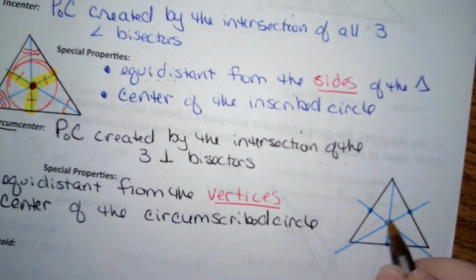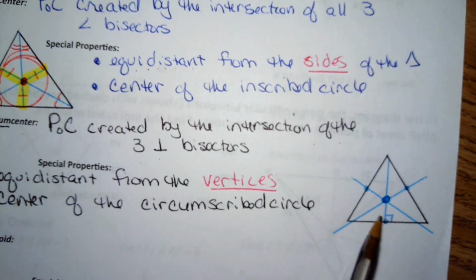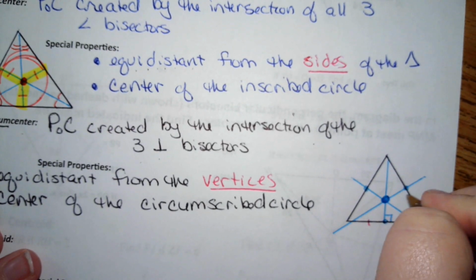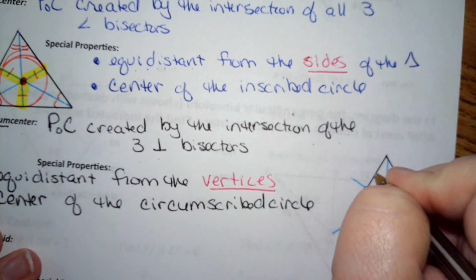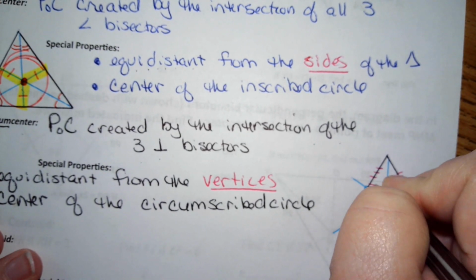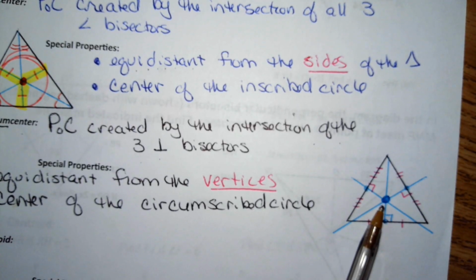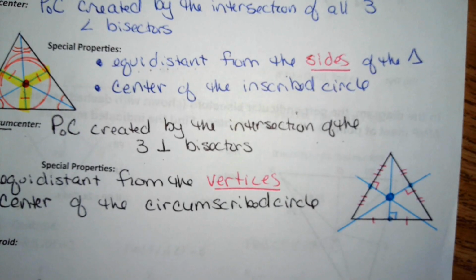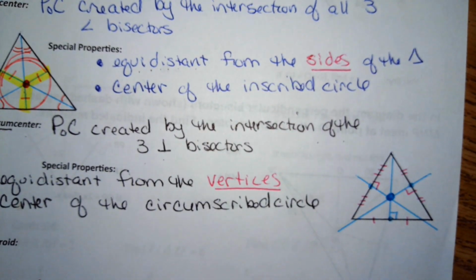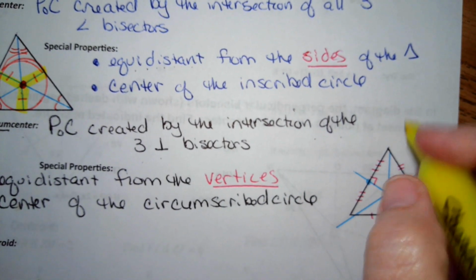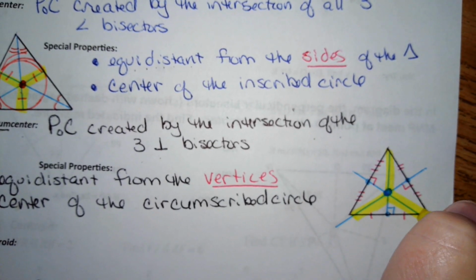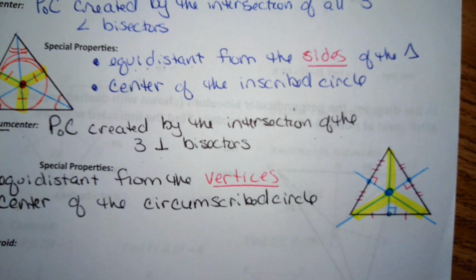So here's our point of concurrency where all three intersect. Let me mark these real quick. Since this is the point of intersection of our perpendicular bisectors, what is it called? A circumcenter. These segments right here that I just highlighted are the congruent ones.